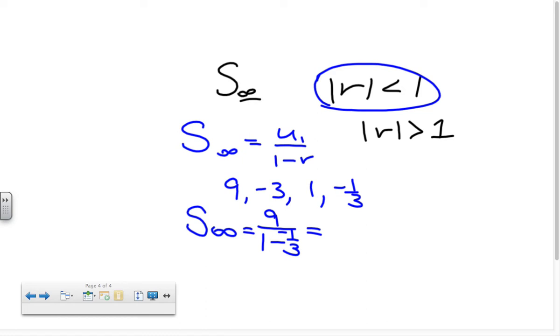So the answer is 6.75. So it is an infinite series, but if you were to add all those terms together through the very smallest that you could, you would end up with 6.75.